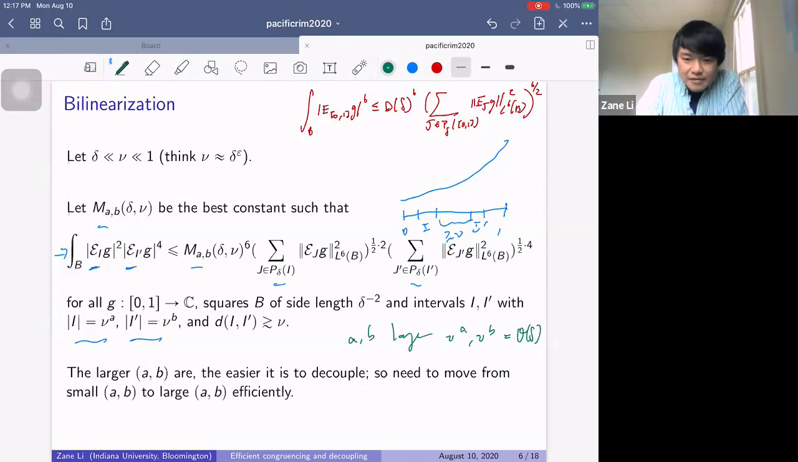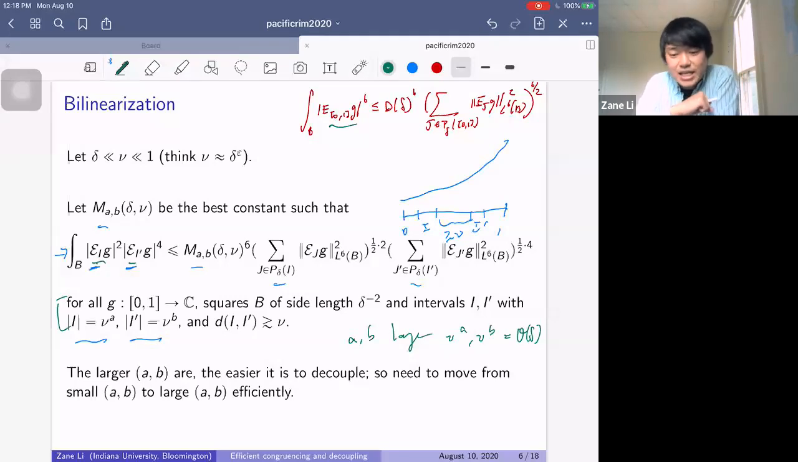Okay, so I defined a bilinear decoupling constant, and I told you that it might be useful. I should also point out that if you illegally let I and I prime both be the interval [0,1], which you can't by the conditions I've put down here, then you would get this expression up here. So in some sense, this is a similar but bilinear-ish expression of D of delta.